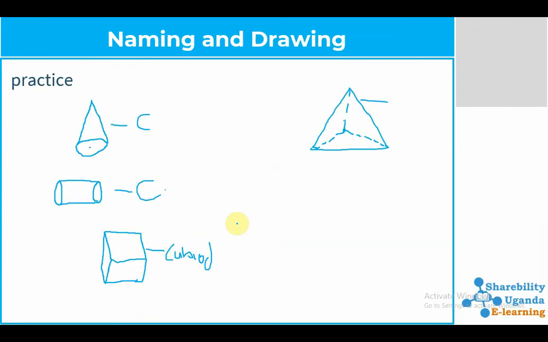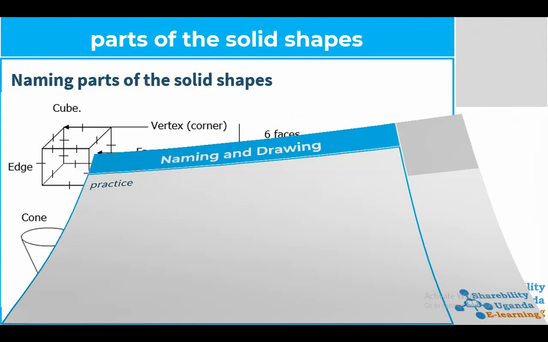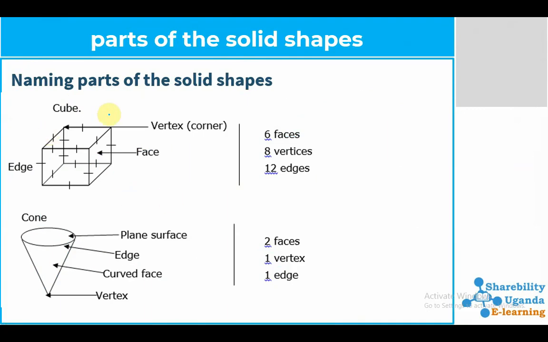So also here we shall look at some other parts, the names now of these parts and how we can state them. We also have naming parts of a solid shape. It can be given to you in an exam and they tell you how many vertices, how many faces, how many edges.